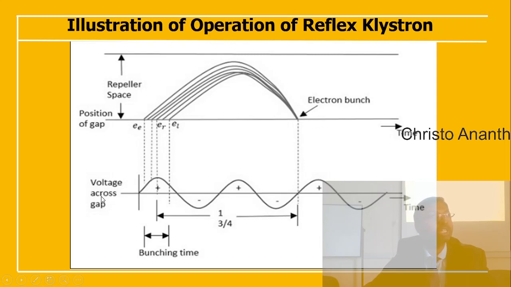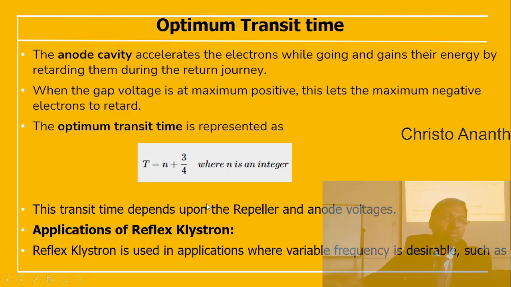The voltage across the gap will be positive, negative, positive, negative, positive, negative. This one will have the bunching time. From the reference till the electron bunch, we have 3 by 4, and that is considered as one periodic wave. Here we'll try to calculate the optimum transit time.